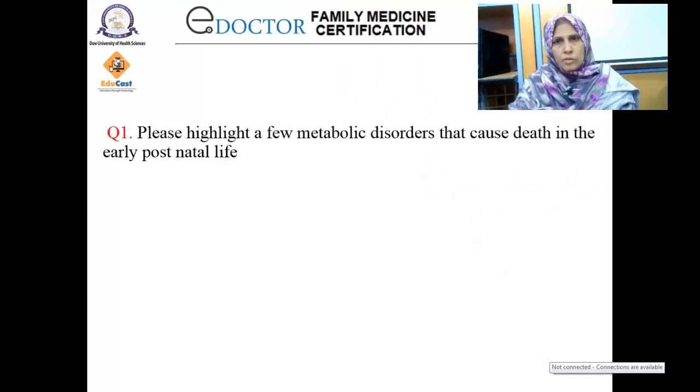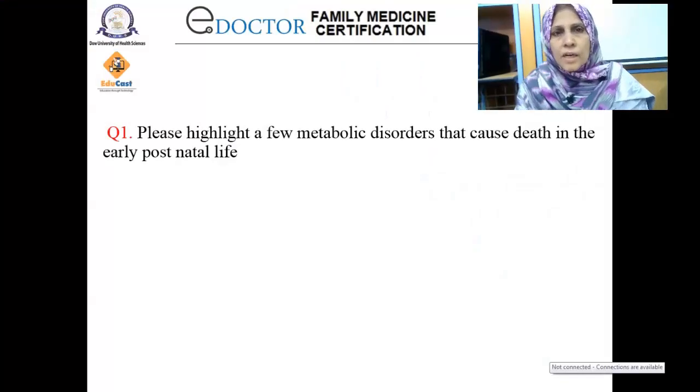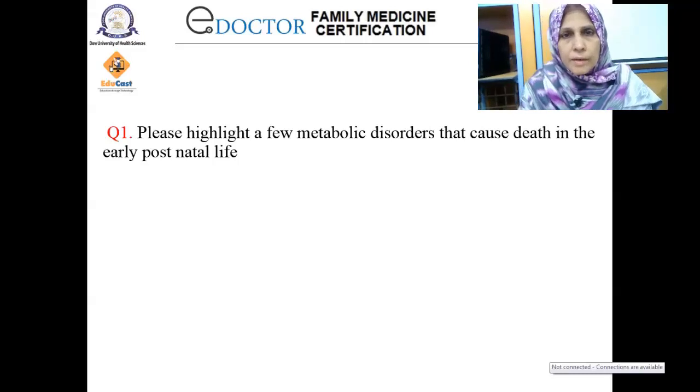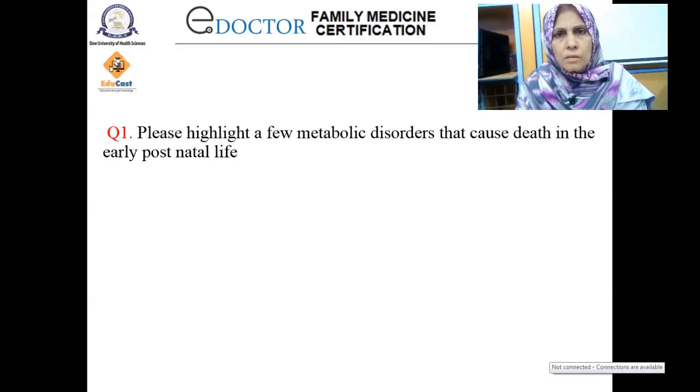Okay, so we'll take the first question, that is: highlight a few metabolic disorders that cause death in the early postnatal life. Well, there are quite a few metabolic disorders, but the common ones would be urea cycle disorders and other aminoacidopathies, organic acidemias, which, if not recognized or not treated, can result in death.